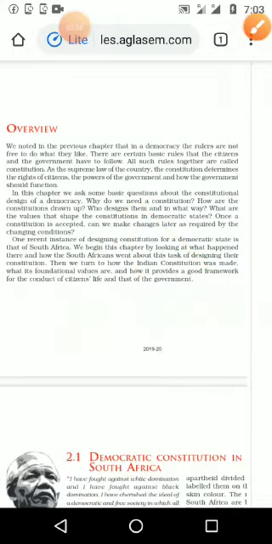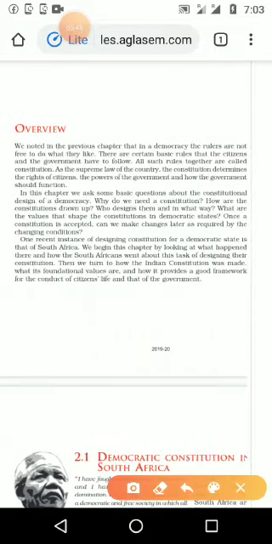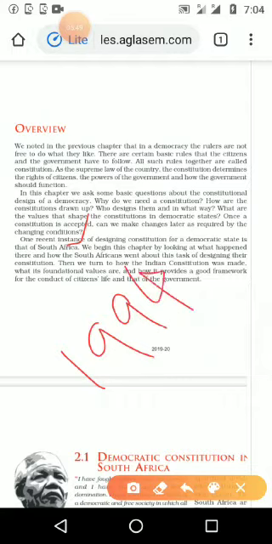That question is coming. Then one recent instance of designing a constitution for a democratic state is South Africa. When South Africa made its constitution, in 1994, they started to make their constitution. It is one of the newest democratic countries, South Africa, 1994.